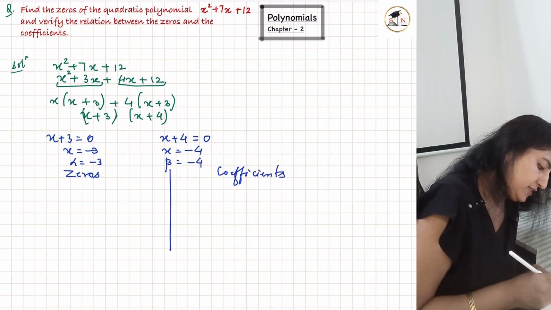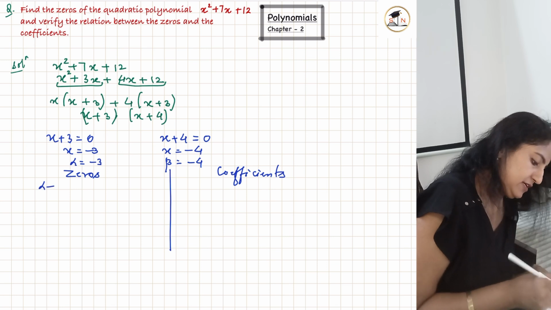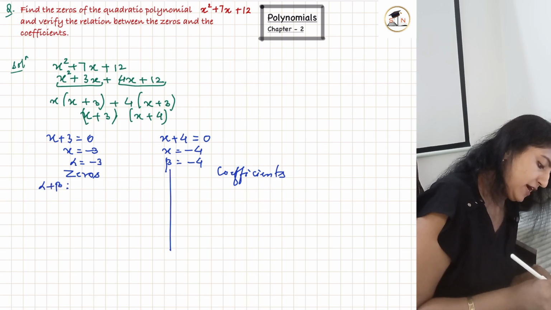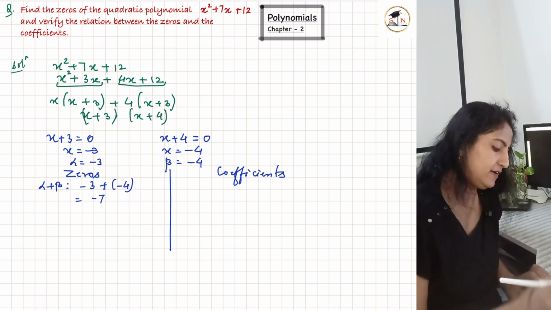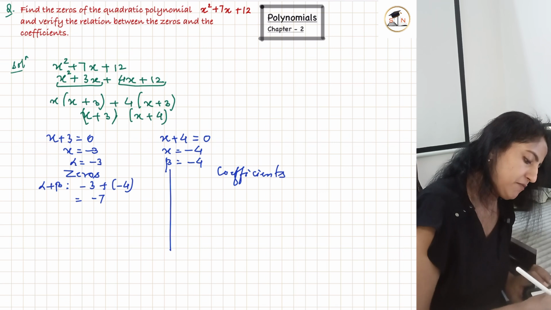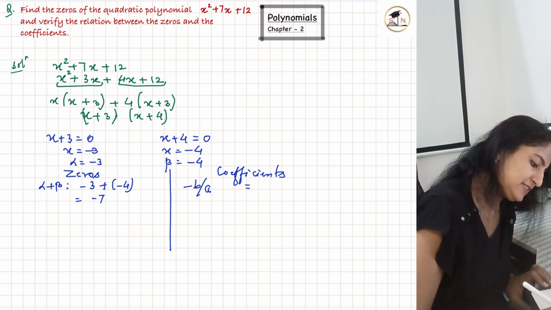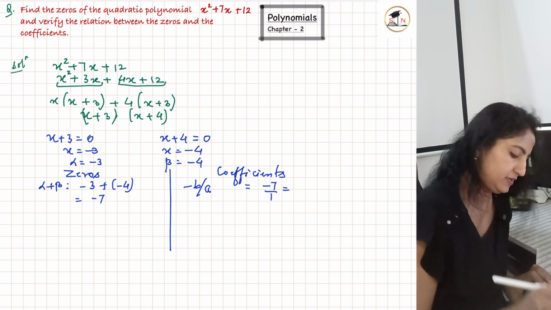So now, let's start with alpha plus beta. Alpha plus beta means we have to add negative 3 to negative 4. And this comes out to be negative 7. And on the other side, the sum of the zeros is minus b by a. According to the polynomial, b was 7. So negative 7 over 1 comes out to be negative 7, right?